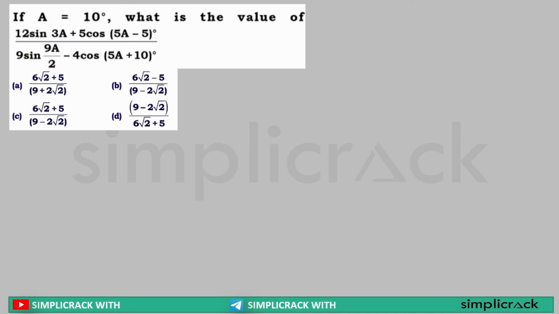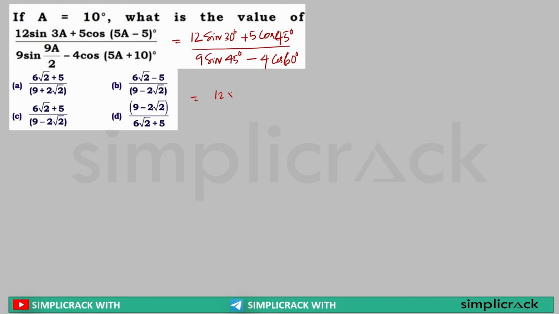That's it. Next. Sir, if A value is equal to 10 degree, what is this value? Sir, here it is said 12 sine 3a, that means 12 sine 3 into a, 3 into 10 is equal to 30 degree, plus 5 cos 5a, that means 5 into 10, 50 minus 5, that is equal to 45 degree, divided by 9 sine 9 into a by 2, sir, 10 by 2 is equal to 5, 9 into 5 is equal to 45 degree, minus 4 into cos, sir, 5 into 10 is equal to 50, plus 10 is equal to 60 degree. Yes or no? So this is given.